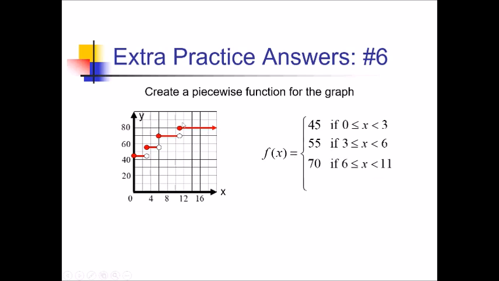And finally, this last horizontal line is at 80, and that happens for all of the values that are greater than or equal to 11. We have a solid dot, so we have to include 11 in this one. So we'll do 80 if x is greater than or equal to 11. And that's our piecewise function.